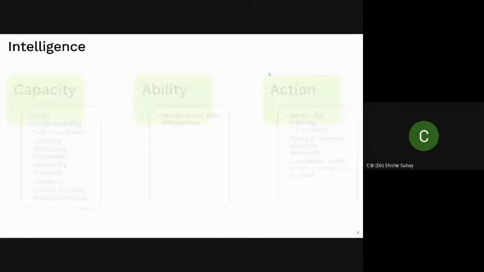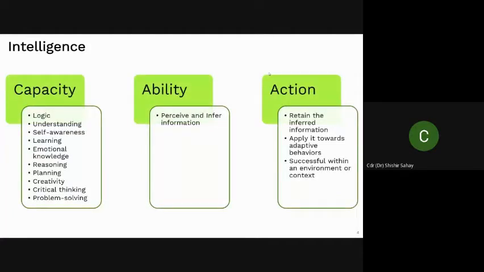Now, what is intelligence? Have you ever thought about it? A very basic question to ask. We all understand that intelligence is basically a capacity. A capacity for what? For logic, understanding, self-awareness, and all those things. A key important point: emotional knowledge. We'll talk about it as we go ahead. But we all agree that a capacity for all those things on the left-hand side is a component of intelligence, and then the ability to perceive and then infer information.